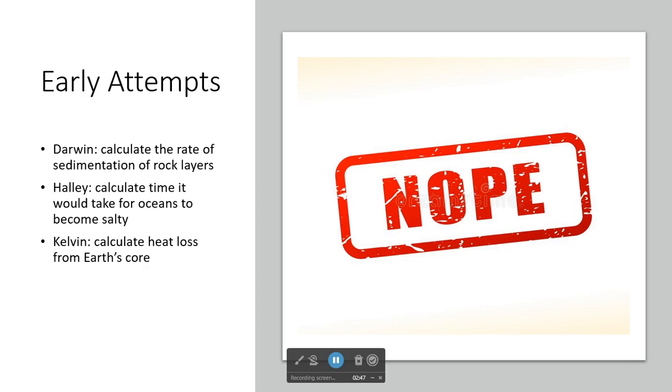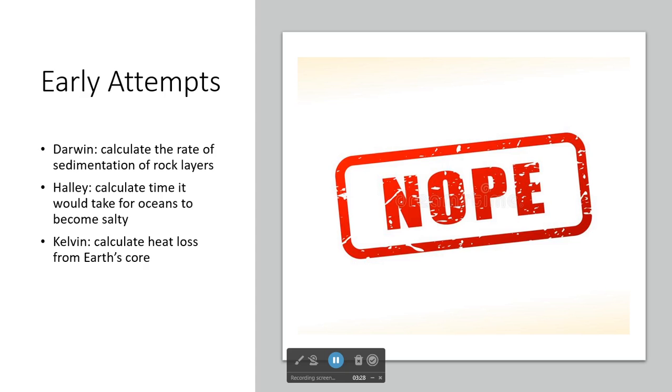Halley, who's also known for Halley's Comet, also made an attempt at this by calculating the time it would take for oceans to become salty. He assumed that originally all water was fresh, with no salt content, and that over time, salt had to accumulate in these large ocean basins. And then finally, Kelvin was another one of these early attempts, and he sought to calculate heat loss from the Earth's core to provide an estimate of the Earth's age. As you can see on this slide, I've written "nope," and that's because most of these attempts are trying to calculate a rate that is not necessarily uniform.